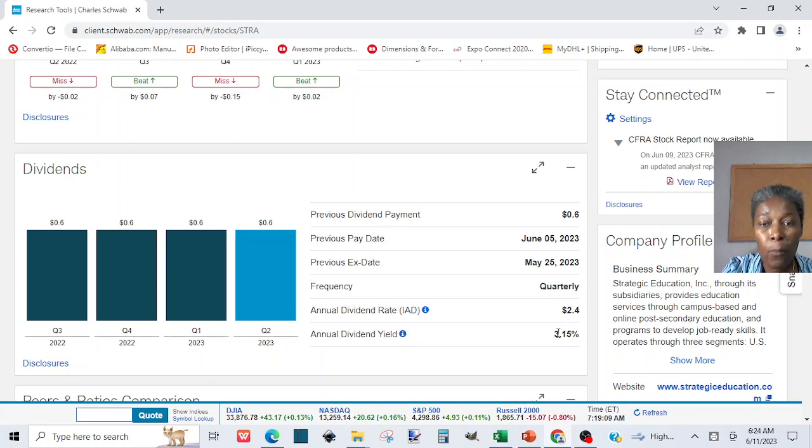I like to use the percentage, but you can use the dollar amount as well, because the dollar amount is kind of relative. Depending on the price the stock is selling, the rate will be different. I like to just use rates. But if you want to use the dollar amount, you can.